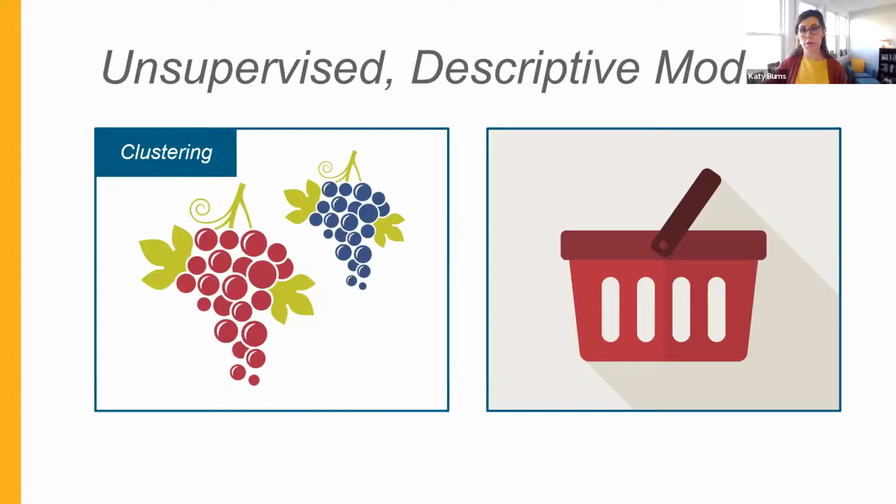And another type of unsupervised model is known as association rules, and a common application is called market basket analysis. So this is something that we actually all experience when we shop on Amazon.